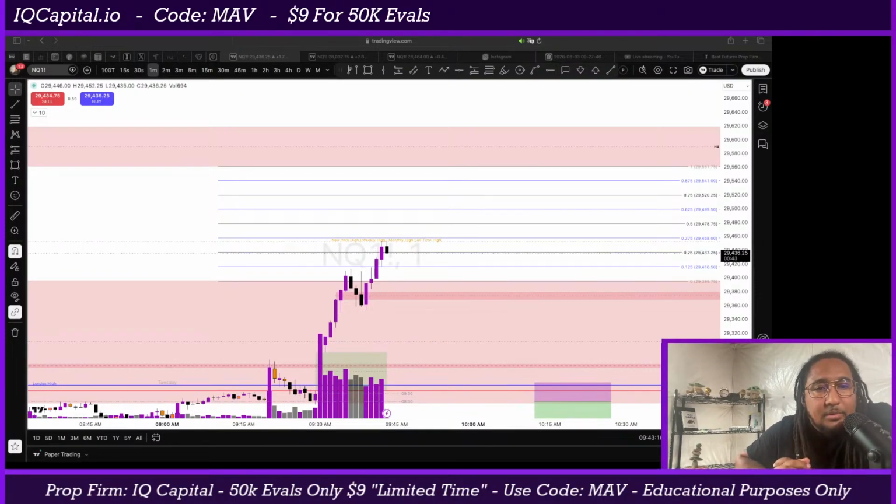I don't want to FOMO into a long and then get caught just before the pullback. But if we get a pullback, it would be such an easy trading day, longing into a position. So it looks like price, as you can see, we're pulling back now.